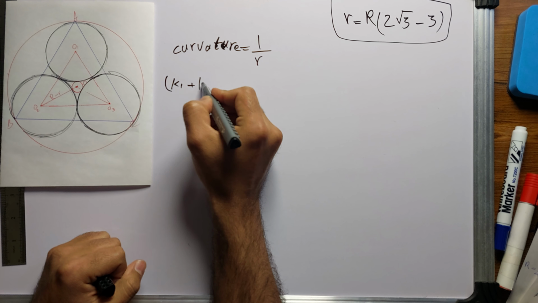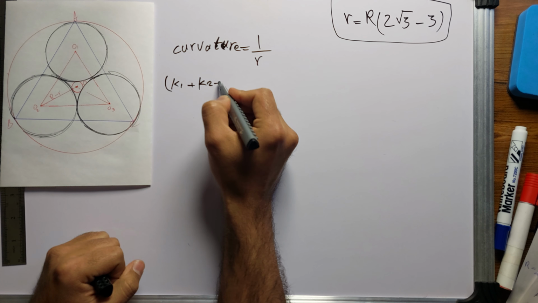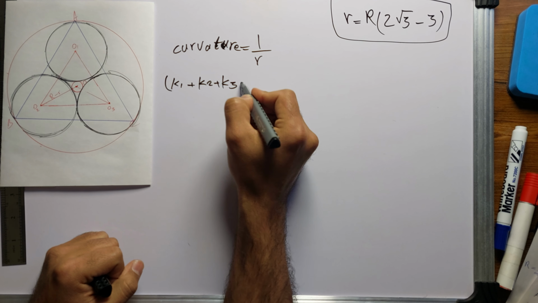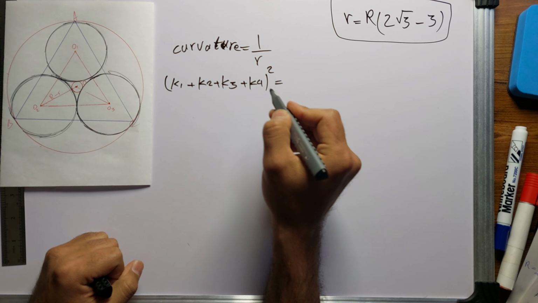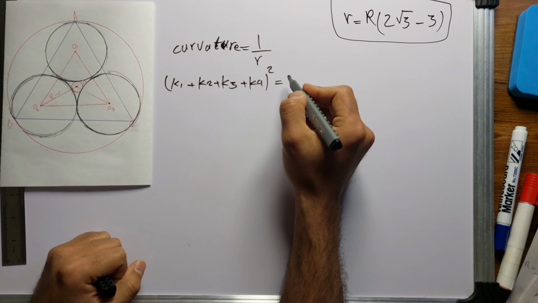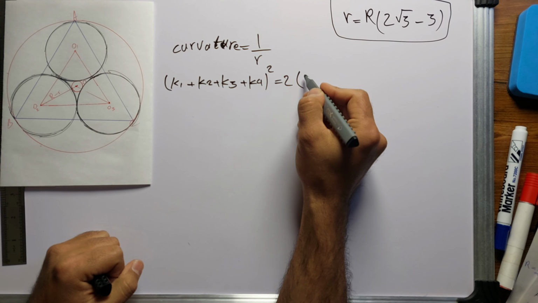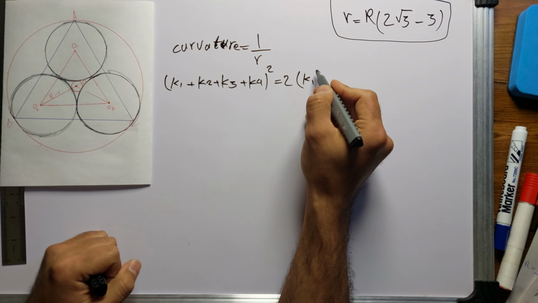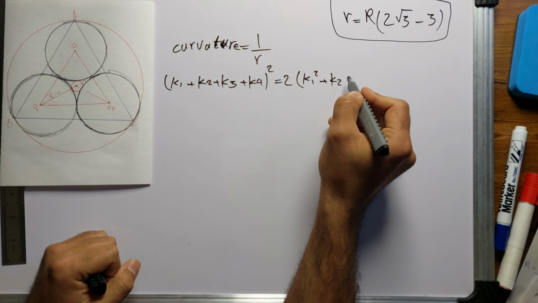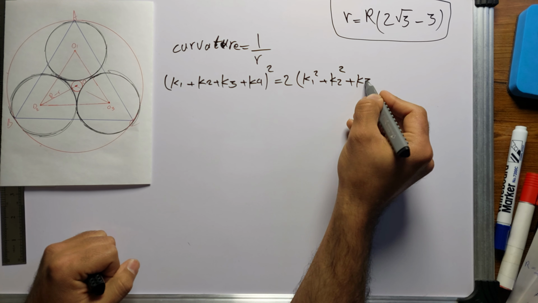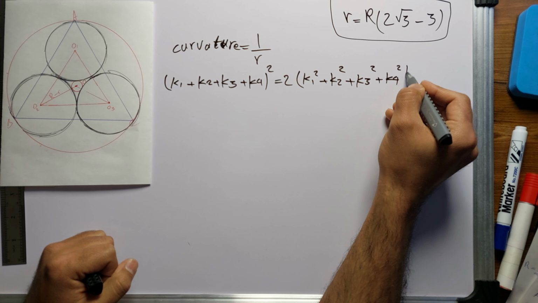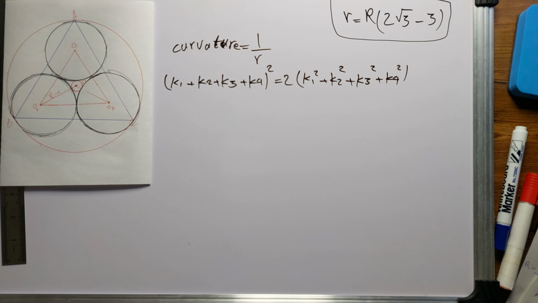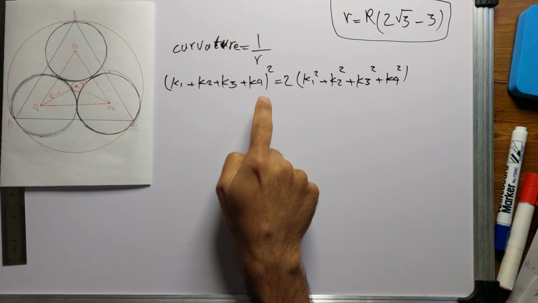k sub 1 plus k sub 2 plus k sub 3 plus k sub 4, squared, equals twice the sum of each of those squared. So k sub 1 squared plus k sub 2 squared plus k sub 3 squared plus k sub 4 squared. So this is a quadratic formula, and it gives us the radius of the fourth circle.